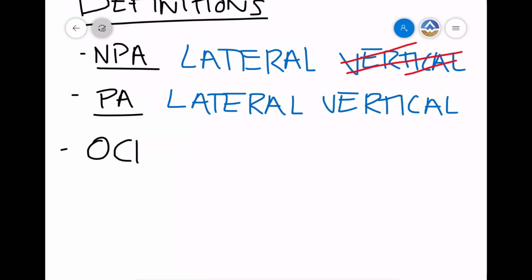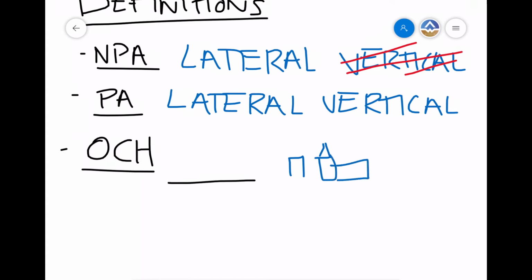The obstacle clearance height. Now, the obstacle clearance height really is a minimum height which guarantees obstacle clearance in a particular area. So if we've got a side-on view of our runway here, maybe off in the distance you've got a block of flats and a church perhaps over here as well. The obstacle clearance height says if you fly at this height, you are guaranteed X amount of separation from these obstacles here.